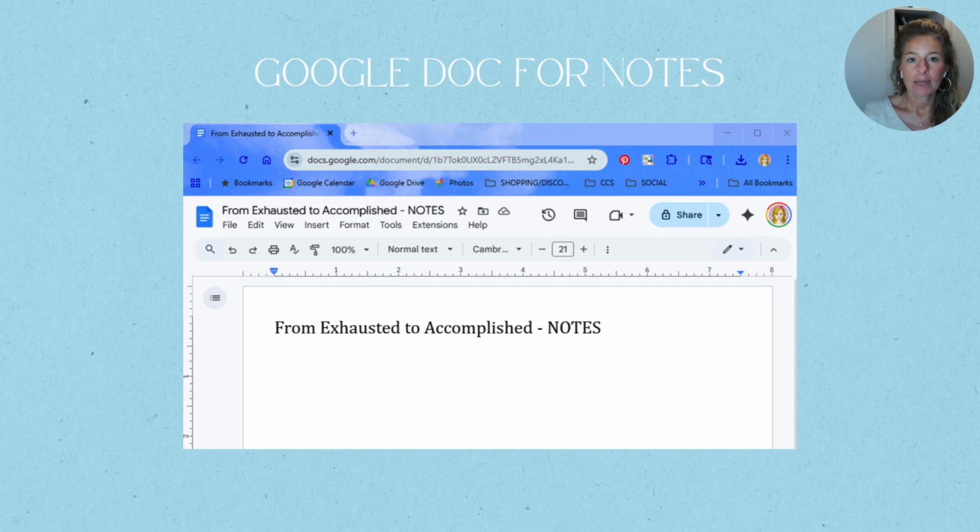Take that Google Notes doc back out to take notes or jot down anything you want to take care of later.